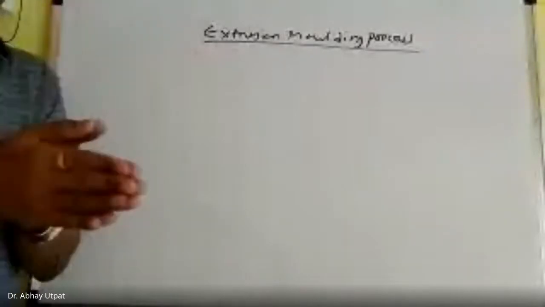Everybody knows extrusion operation. Extrusion operation consists of completely confining the material into the closed chamber, and then it is forced and allowed to move outside from one of the small openings. I repeat once again. Extrusion process consists of completely confining the material into the closed chamber, and then it is forced and allowed to move outside from any one small opening. So that is extrusion process.